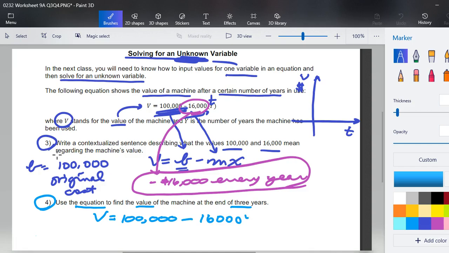So I highly recommend you write it down and then plug in whatever it is you know. And we know that 16,000 times 3, because it's 3 years. And so now let's do some mathematics. But let's just be real careful that we follow the order of operations, because in order of operations, we need to make sure that we multiply first.